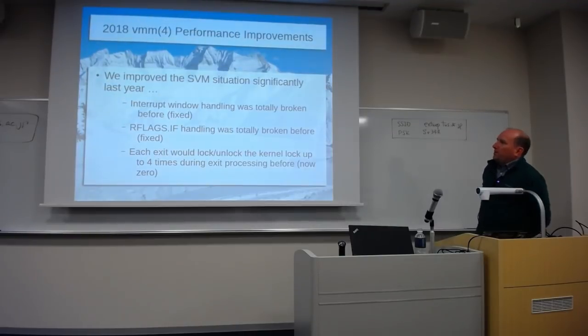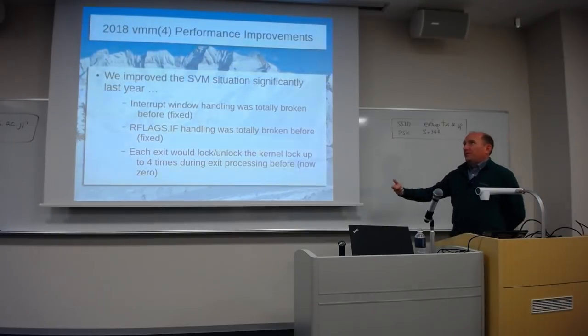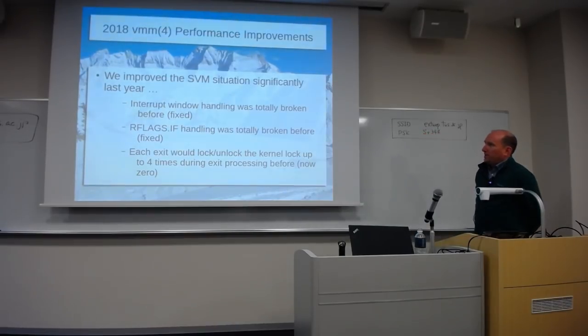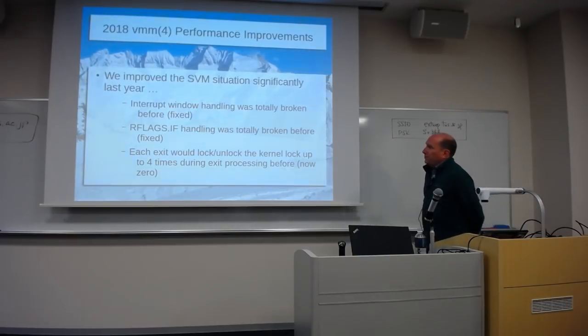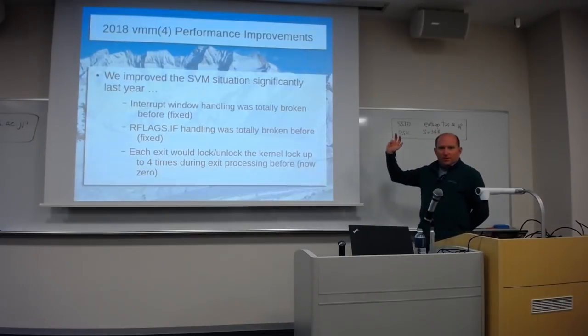Another big improvement since last year, going through the commit history, very soon after the previous bhyvecon, we had a bunch of problems reported on SVM, which is the AMD hardware virtualization extensions. And we improved that significantly last year. Interrupt window handling was totally broken before, and that was fixed. Does anybody know what interrupt windows are?